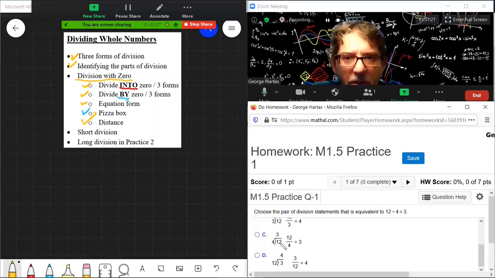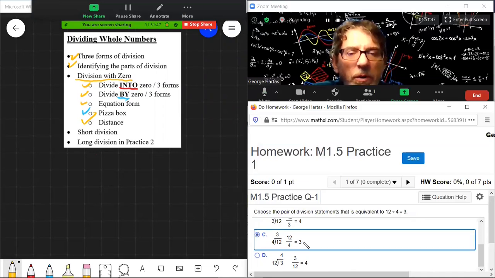12 is in a box. Good. The 4 is the divisor. Good. The 3 is the quotient or the answer on top. Is this equivalent to this? Yeah, because look, dividend, divisor, quotient. That looks good. And then here, the 12 is not in the box. So C should be what they're looking for.